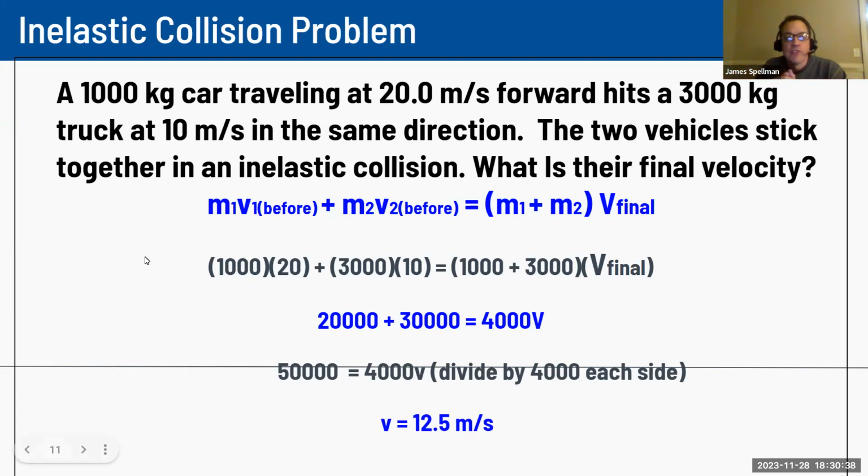So in summary, momentum is just a measure of mass times velocity, and we can use the principles of momentum to predict and calculate what's going to be the speed of certain objects after collisions, and understand that the momentum is going to stay the same before and after a collision.